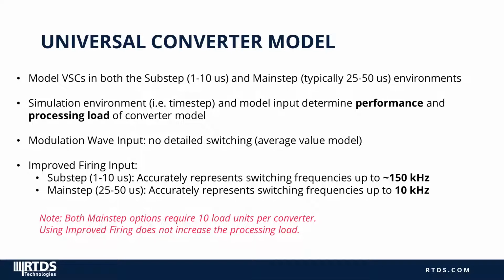And in the main step environment, the detailed switching version of the model takes up only 10 load units, the same quantity of load units that would be used for the modulation wave version. So if you're familiar with the RTDS Simulator hardware allocation, you know that's a very lean model. It means that folks working with just a single licensed core can place several converter models switching up to 10 kilohertz and model or test their low-level firing pulse control that way.